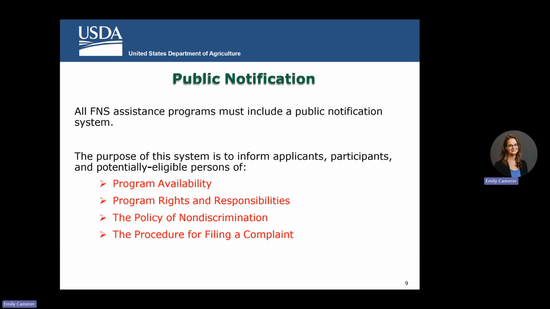This includes details on eligibility criteria and the application process. Program rights and responsibilities means it's vital that participants understand their rights within the program as well as their responsibilities. The notification system must also clearly communicate the policy of non-discrimination, ensuring that all individuals understand their right to equitable treatment regardless of their background. Finally, the system should outline the procedures for filing a complaint.